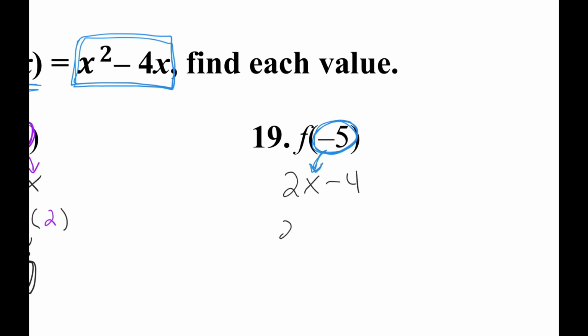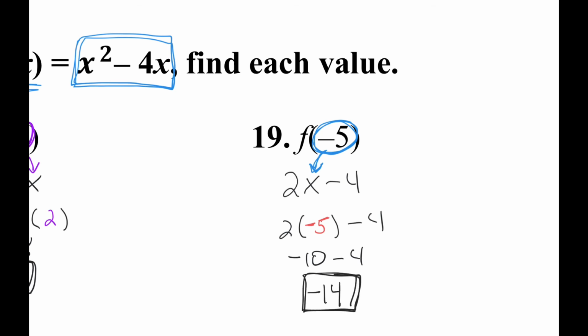So I'm going to have the 2 parentheses minus 4. You substitute the negative 5, and you guys have to be careful with the signs when you multiply, because here we're going to multiply a positive 2 times a negative 5. That's going to be a negative 10, and you subtract 4, and negative 10 minus 4, they have the same sign, so you add the numbers and keep the sign. So we have a negative 14 as the answer.